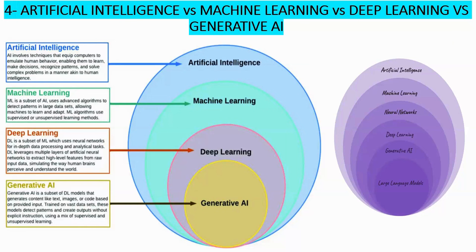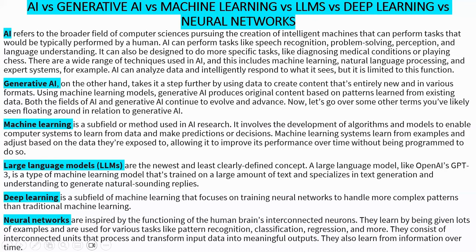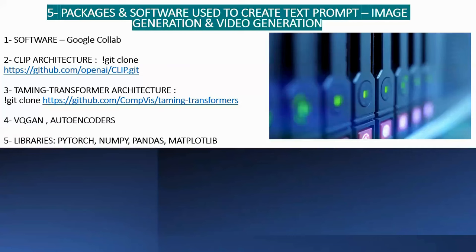The next one, AI differences, we'll talk about this later. And today we do one practical. So let's start. I'm going to do the practical using Google Colab, and I'm combining two architectures here.